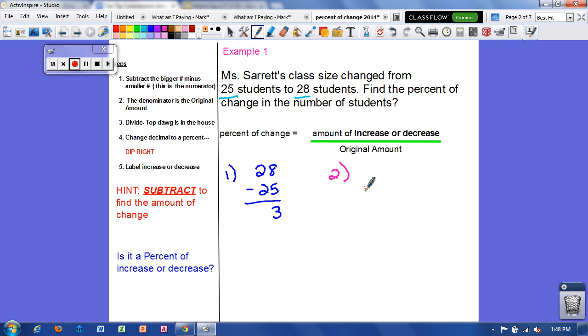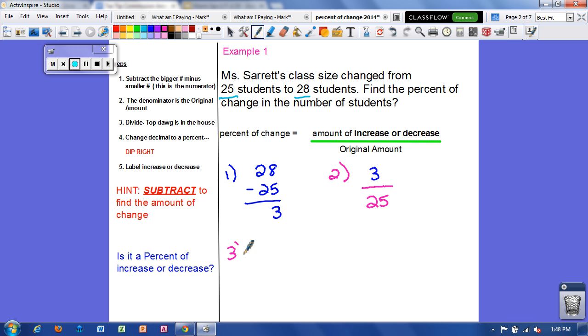So I'm going to go ahead and set up my division problem that's going to look like a fraction. 3 is going to go in the numerator. Then for the denominator. Okay, step 2 says the denominator is the original amount. Well, if Ms. Sarrett's class size changed from 25 students to 28 students, that means it started at 25 students. So that's the original amount. So I'm going to put 25 in the denominator.